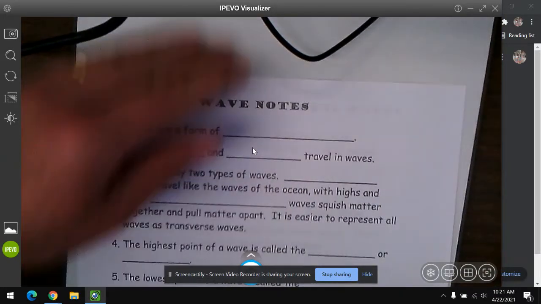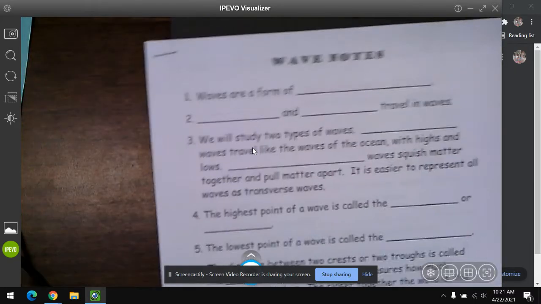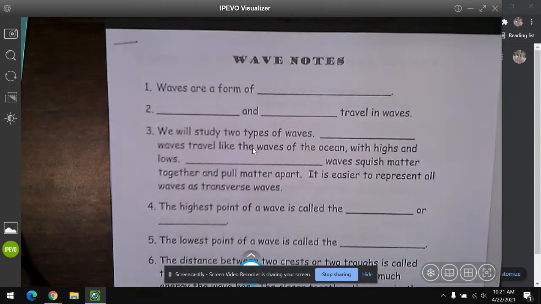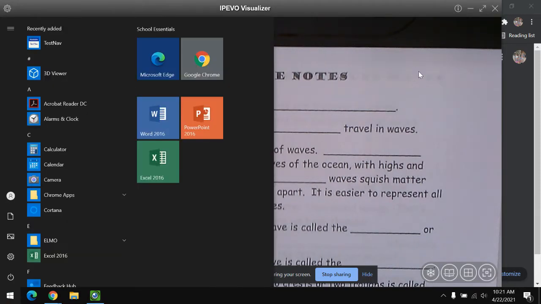Okay, so today we're going to talk about sound and light. You were supposed to look at light vocabulary yesterday when you were doing your Wednesday work. And today what we're going to do is look at waves and how waves work. So I'm going to go ahead and share my screen.